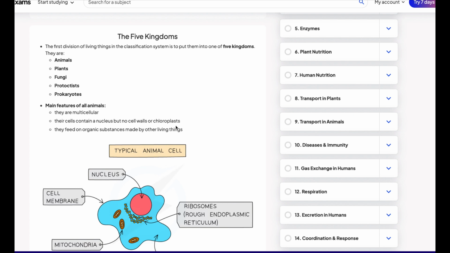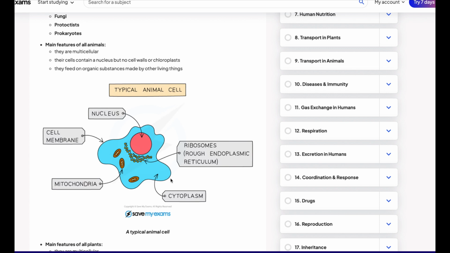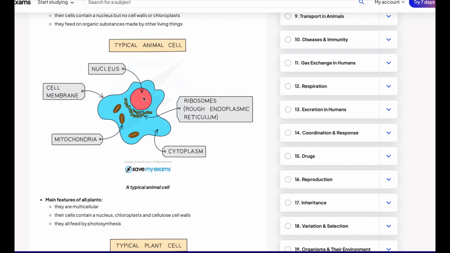So whenever you see a chloroplast or cell wall, that belongs to the plant kingdom. Animals feed on organic substances and every other living thing. They eat organic things. Here is a simple animal cell. You have the nucleus, and you have the cell membrane, the outer surface, the boundary. It's called the cell membrane. You have the mitochondria, the site for energy release in the body of the cell.